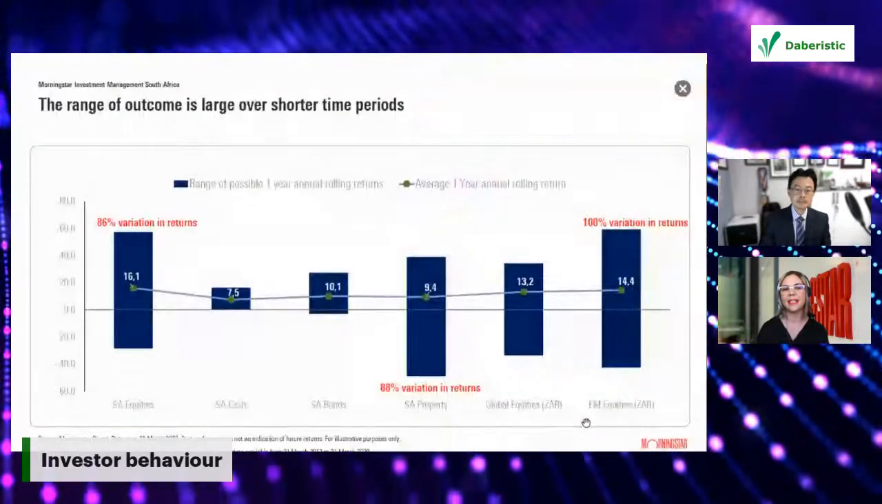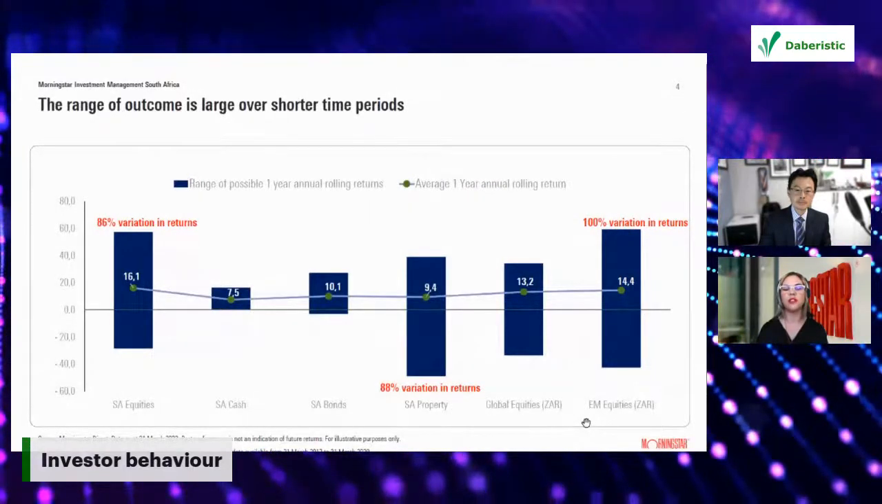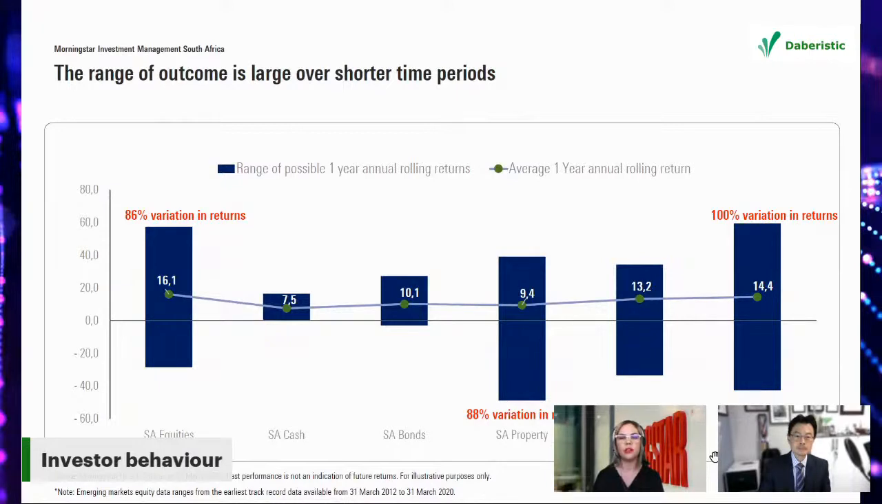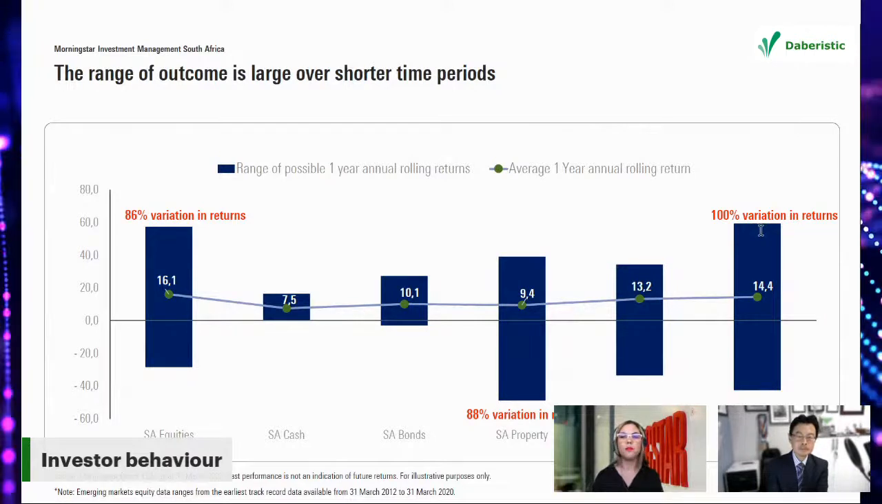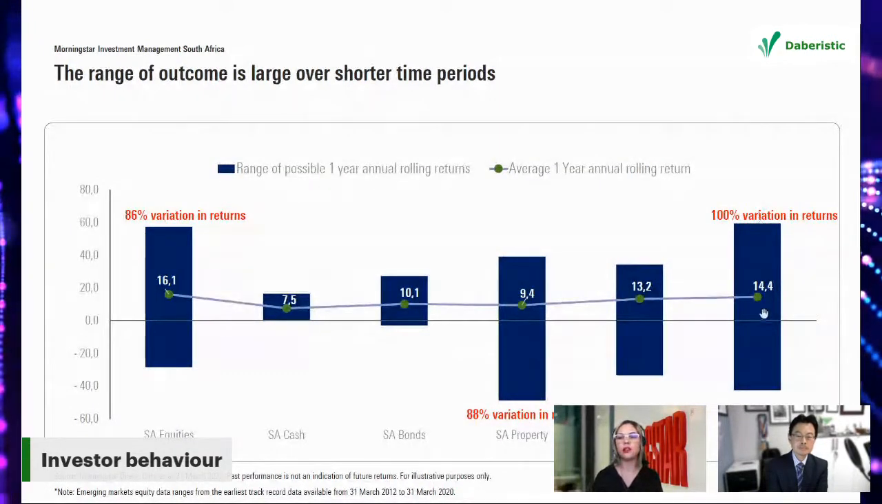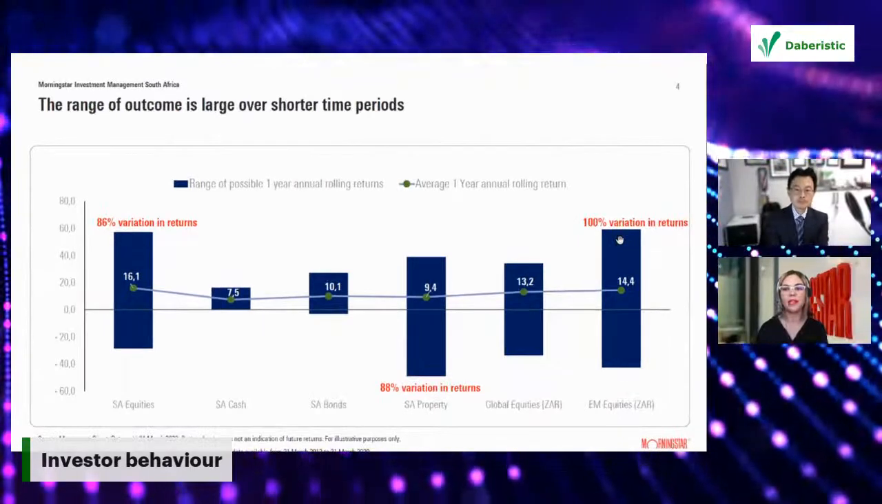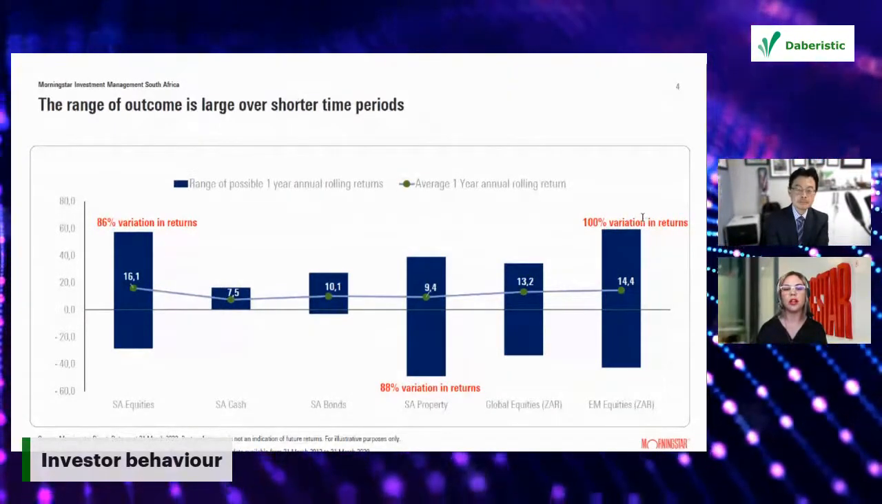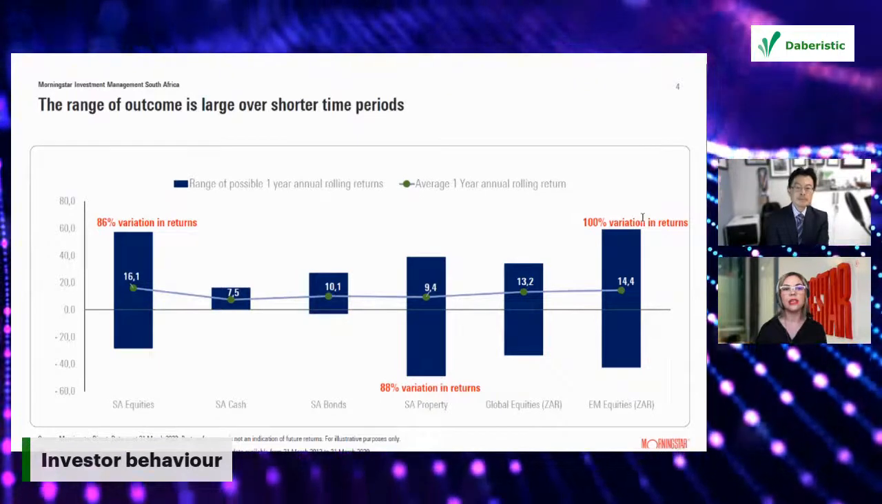What I'm showing you on this slide is the range of outcomes over short time periods. I took rolling 1-year returns for SA equities, SA cash, SA bonds, SA property, global equities, and emerging market equity. The range of returns goes from the lowest return you could get in a 1-year period to the highest. Look at the range of returns in emerging market equities: over 1 year you could have gotten minus 40, or you could get positive 60. So there's 100% variation in returns. SA property has 88% variation, and SA local equities 86% variation.